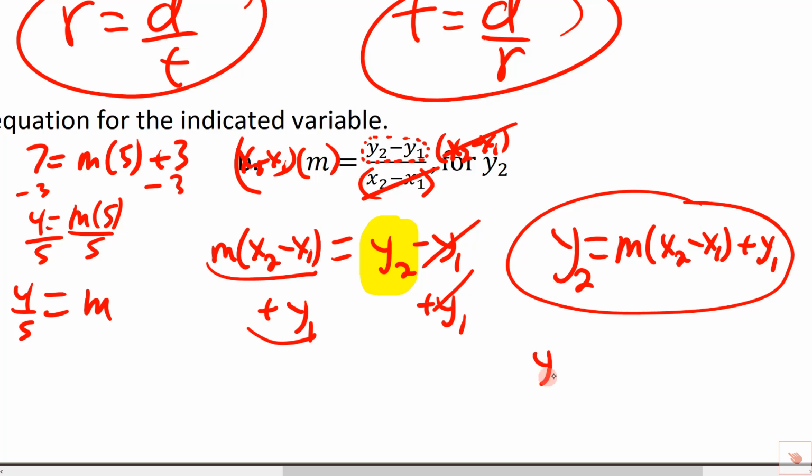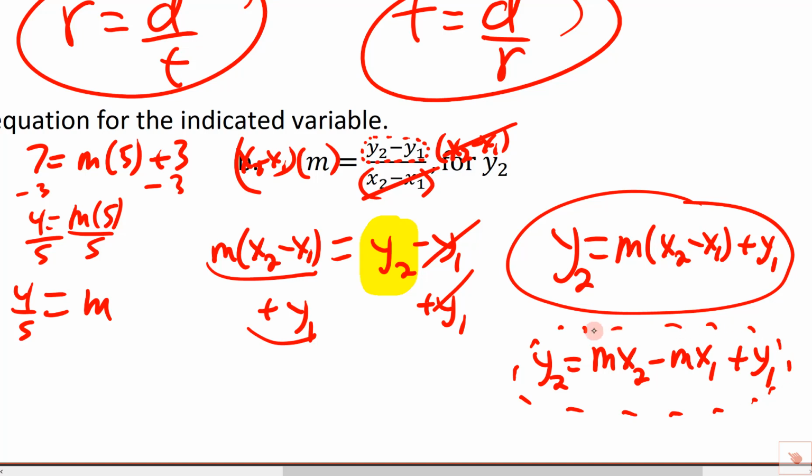So if you looked at your friend's paper and said, hey, what'd you get for this one? They may have done m times x2 minus m times x1 plus y1. And this might make it a little bit more clear that there's really no math that we can do here because there aren't any like terms or anything. So either one would be okay. There are lots of different ways to write that. Just make sure your math is solid on these.